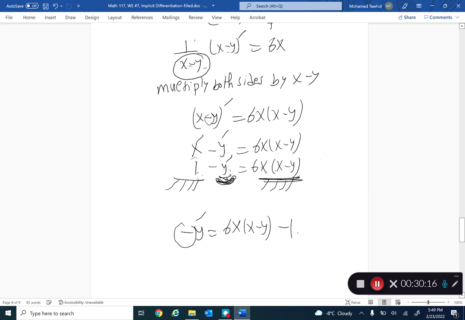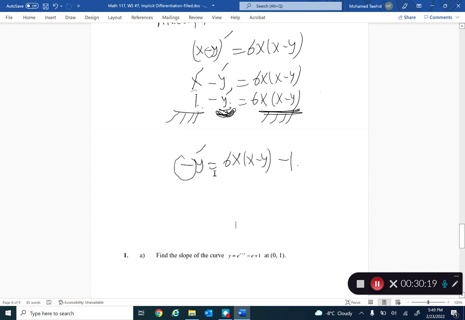But here I need to solve for y prime because that is the only y prime. So I have to multiply each term by negative 1. That's one term, and that is the second term here. If I multiply here by negative, negative times negative, you get positive. If I multiply this term by negative, you get negative 6x multiplied by x minus y. If I multiply by negative, you get positive 1. So negative times negative, you get positive. So that is our y prime.